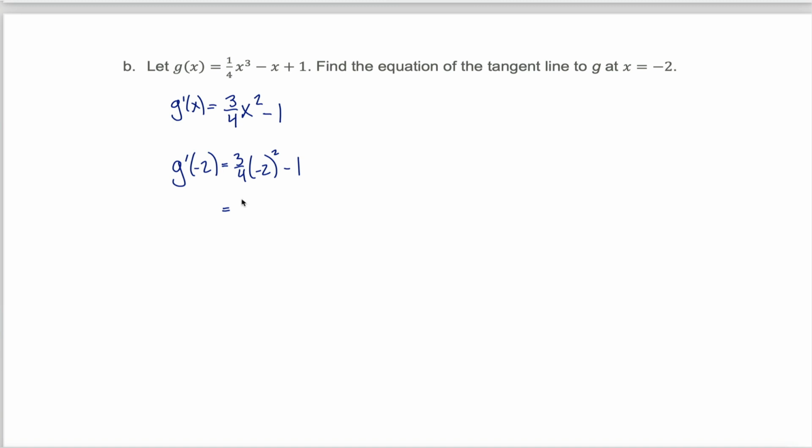Negative 2 squared is positive 4, and 3/4 times 4 is 3. So g prime of negative 2 is 3 minus 1, in other words, 2. The slope of the tangent line to this function at this point is positive 2.